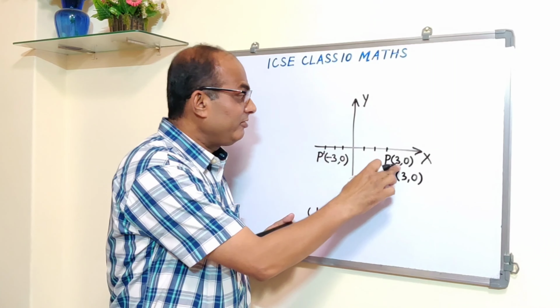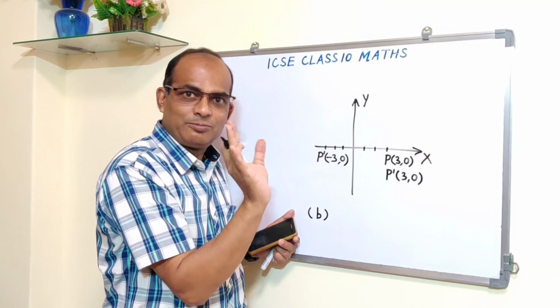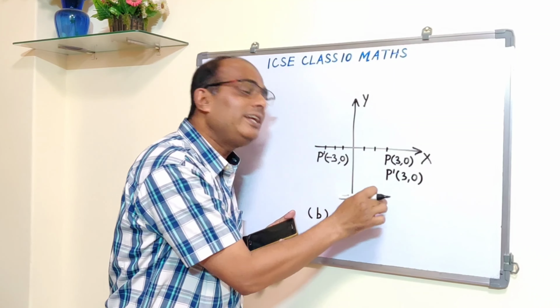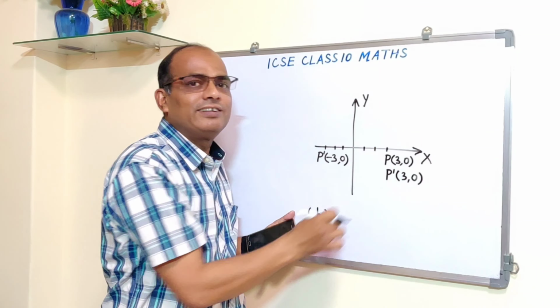But the same point, when it is reflected in the y-axis, that is not an invariant point. When it is reflected in the x-axis, then only it is invariant because the coordinates are the same. Okay, I hope it's clear.